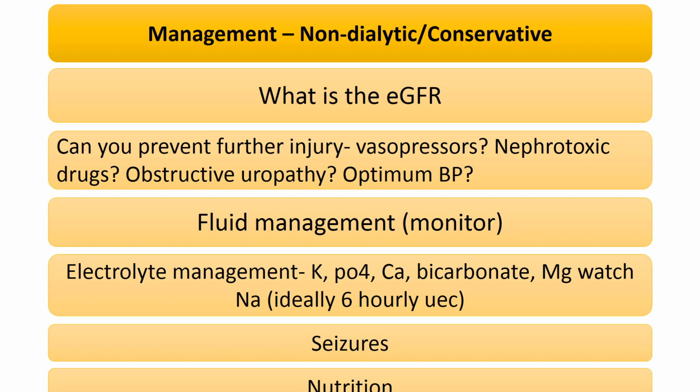So in terms of managing acute kidney injury, we can divide the management into dialytic management, meaning we are doing dialysis, or non-dialytic management or conservative management of the acute kidney failure. So the first thing that we need to do is ask ourselves what is the estimated glomerular filtration rate for this patient. And in children, remember, we're going to use the Schwartz formula, which is 40 multiplied by the height of the patient in centimeters divided by the serum creatinine in micromoles per liter.